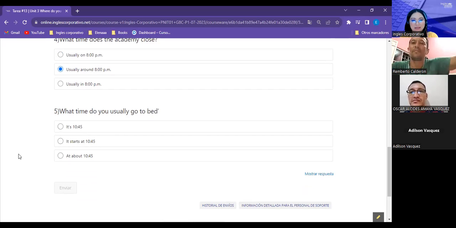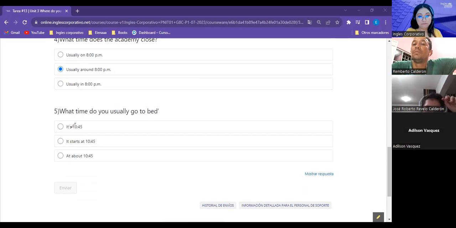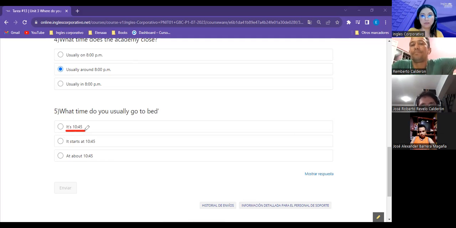Number five. What time do you usually go to bed? Ajá, ¿a qué horas? Solo hay una respuesta. It's 10:45. Les están preguntando qué hora es o a qué horas se van a la cama. To start at 10:45. Not really. ¿Por qué no puede ser esta? Te preguntando el tiempo real. ¿Qué hora es? It's 10:45, pero no me están preguntando qué hora es. ¿A qué horas te vas a dormir o a la cama? At about 10:45. A las 10:45 empieza. Not really. No me preguntan a qué horas empieza una actividad.